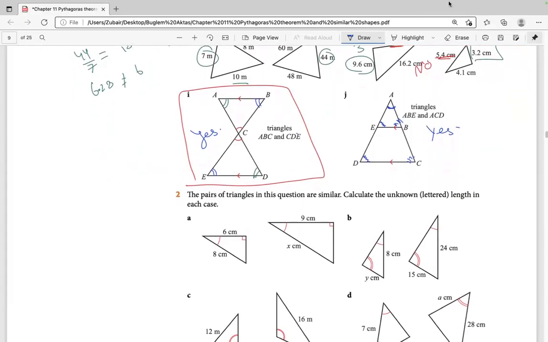Question number 2 says the pair of triangles in the question are similar. Calculate the unknown letter. Okay, now this time it is already given that they're similar, so we don't have to worry. We can just use the triangles, which is x by 8 equals 9 by 6. Does it make sense? Yes. And again, this first diagram was not twisted. It won't be the case all the time. So x equals 9 by 6 into 8. 9 divided by 6 into 8 gives me 12.